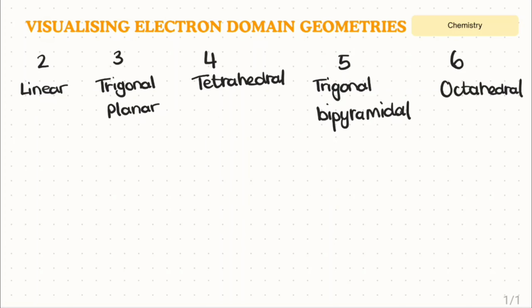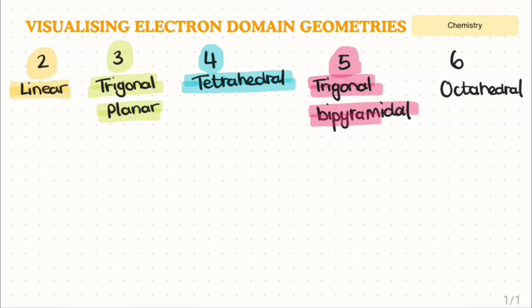So you can see each number of domains we have corresponds to a specific electron domain geometry. 2 is always linear. 3 is always trigonal planar. 4 is always tetrahedral. 5 is always trigonal bipyramidal. And 6 is always octahedral.